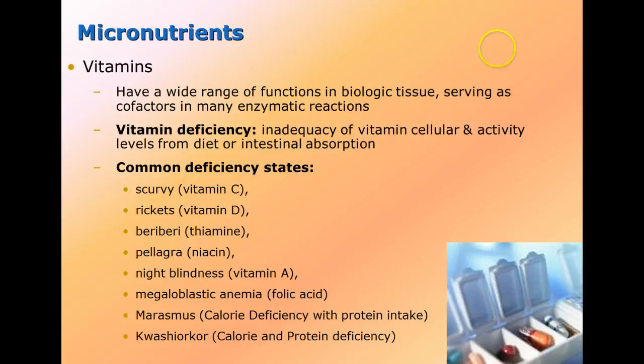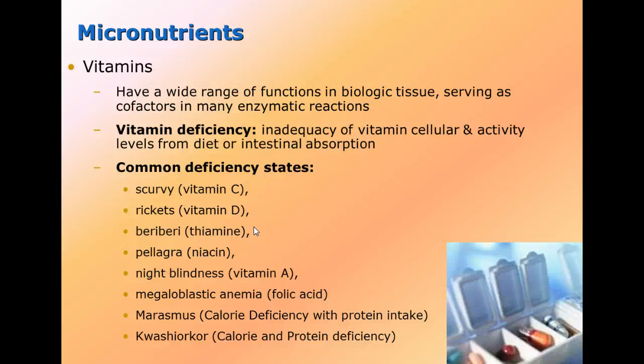So here are some common deficiency states. These are ones I highly recommend that you know. Scurvy is a deficiency of vitamin C. Rickets, a deficiency of vitamin D. Beriberi, which is a nervous system disorder, can be caused from a deficiency of thiamine. Pellagra, deficiency in niacin. Night blindness, vitamin A. Megaloblastic anemia, which you should know from hematology, can be a deficiency in folic acid.